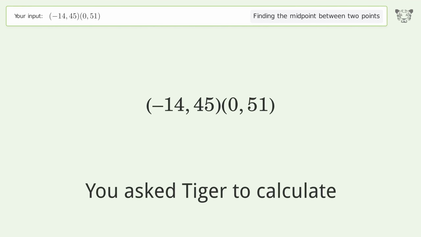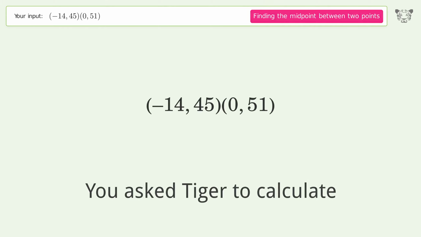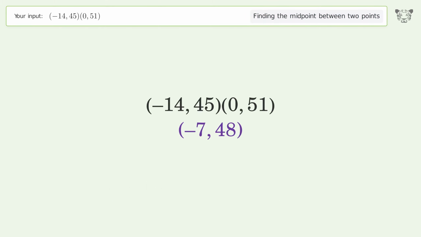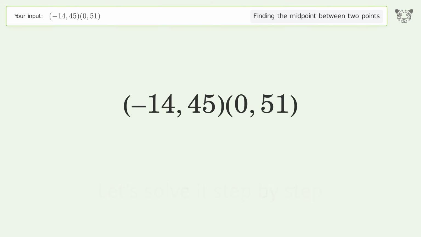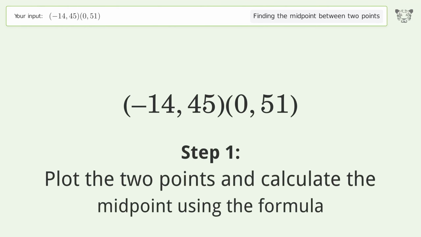You ask Tiger to calculate. This deals with finding the midpoint between 2 points. The midpoint between the 2 points is -7,48. Let's solve it step by step. Plot the 2 points and calculate the midpoint using the formula.